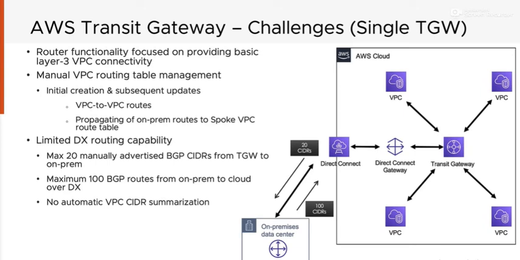There's also no automatic VPC CIDR summarization. You have to manually go in and specify these CIDRs to advertise to on-premises. And then you don't get any type of way to have visibility into those BGP attributes and monitor what's being allowed through the network.